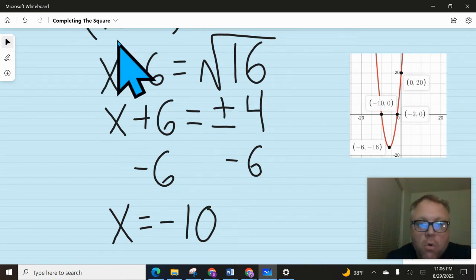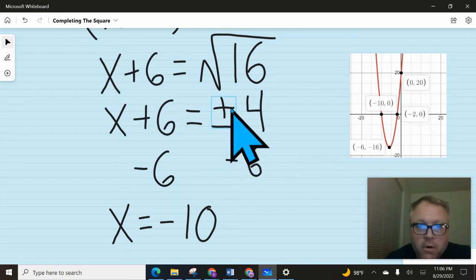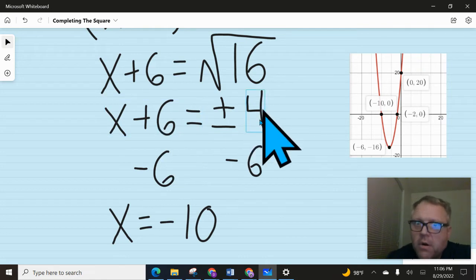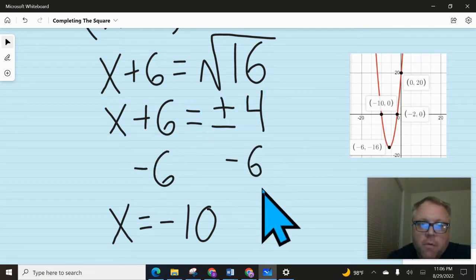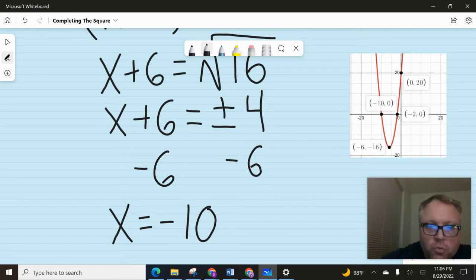And when x plus 6 is positive 4, positive 4 minus 6 gives us negative 2.